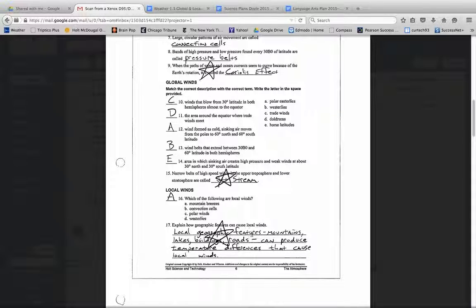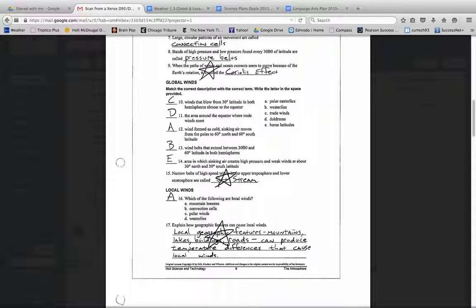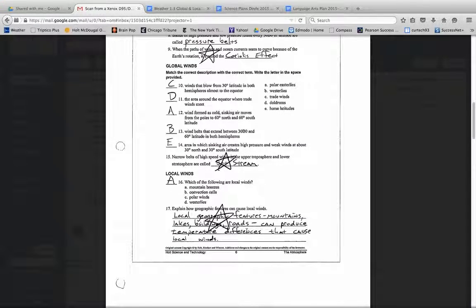So local geographic features such as mountains or lakes or buildings or roads can produce temperature differences that cause local winds. So like you hear about the lake effect in Chicago, and there's wind created by Lake Michigan, and that's a local wind because out here in Carroll Stream we don't really feel that wind, but in Chicago they feel that lake effect wind.